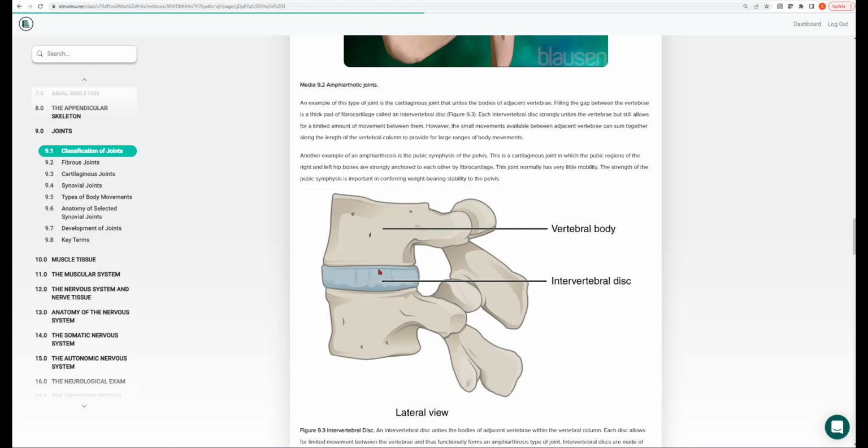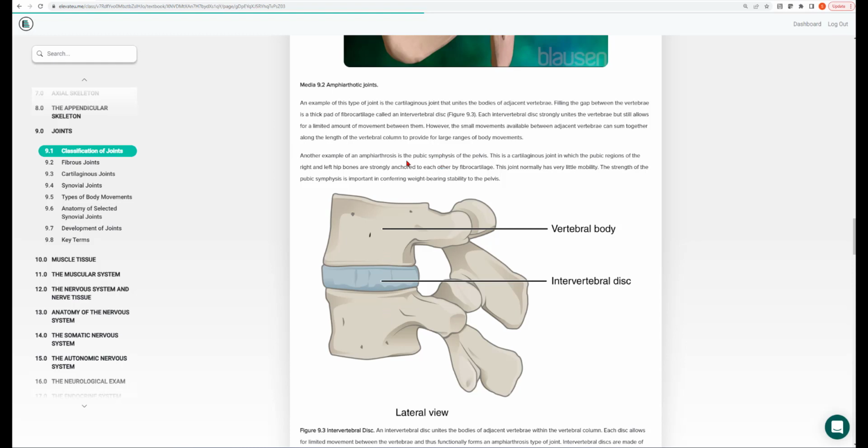So that's why at the end of the day, you're a little bit shorter. And then when you rest at night, those discs are able to re-expand, and you're a little bit taller in the morning as a result. Now, these joints, there's just a little bit of movement between your vertebrae, right? Just a little bit of movement. So that's a good example of an amphiarthrosis.